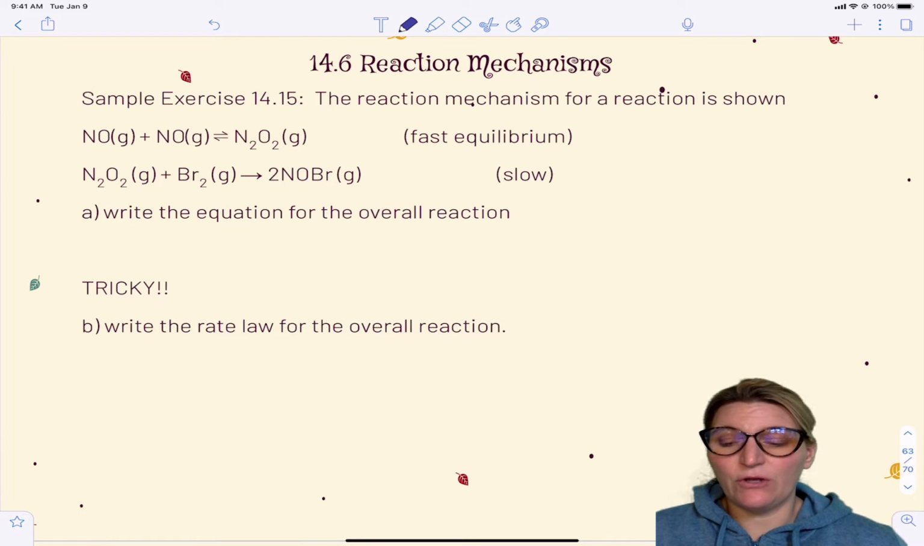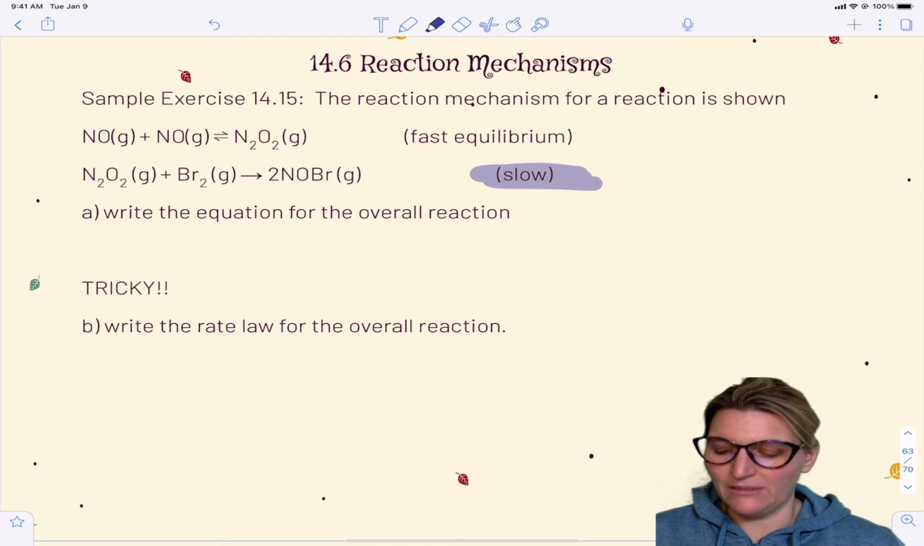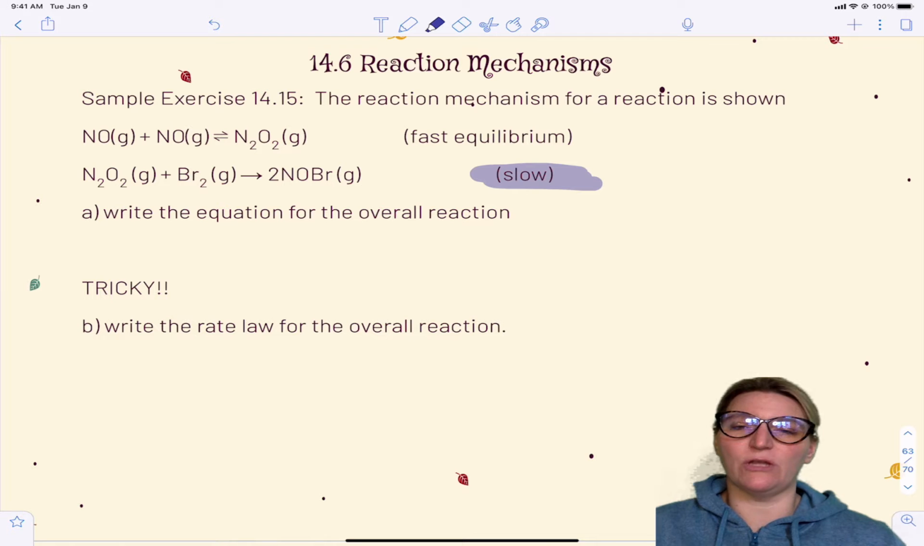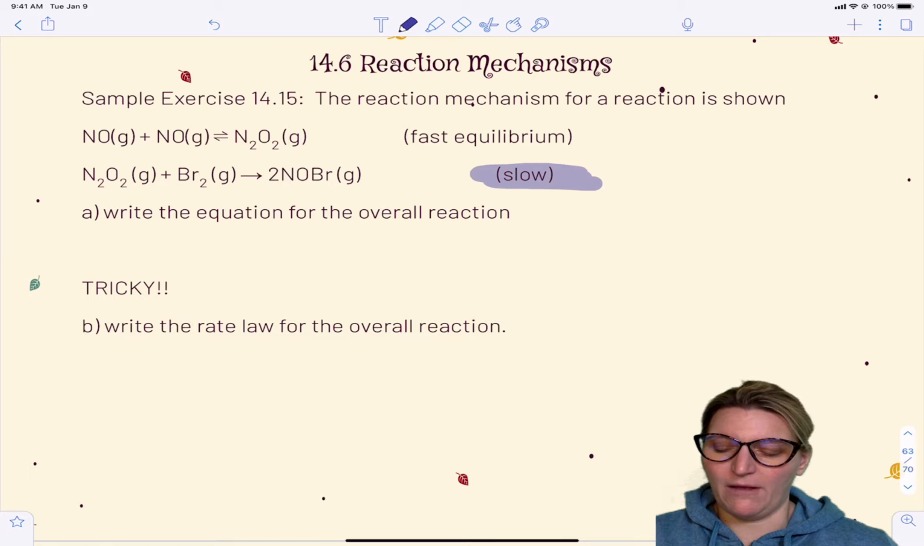Hello. So the next practice problem where we have to look at the reaction mechanism and determine the rate law is a little different because the second step is the slow step. And that will often cause us a little bit more difficulty because that often means that there's an intermediate in it. So we just need to be careful and keep track of, well, it's tricky.